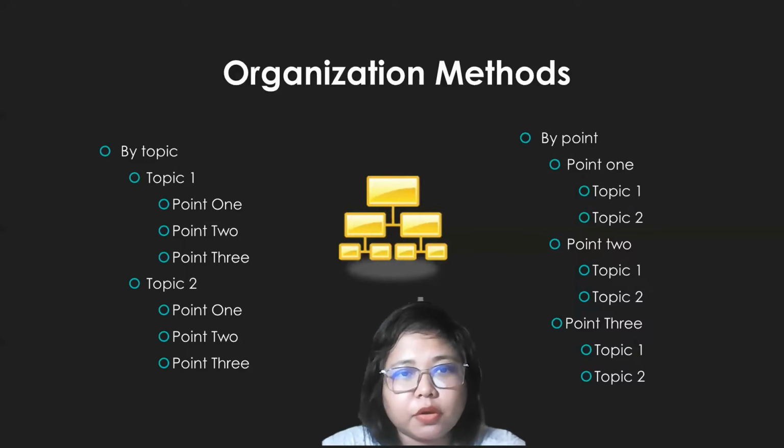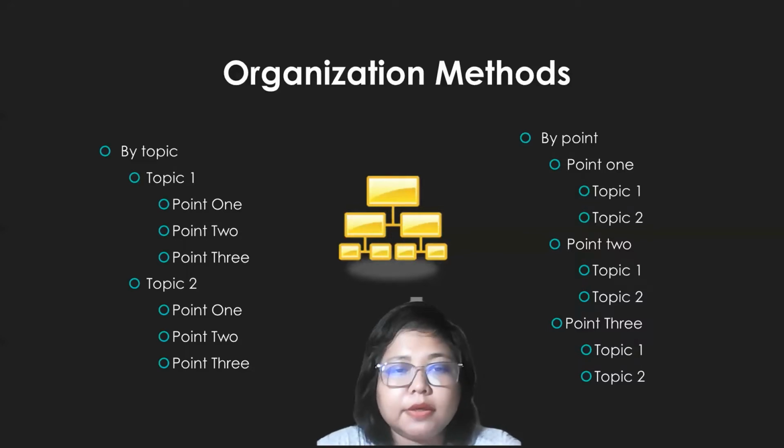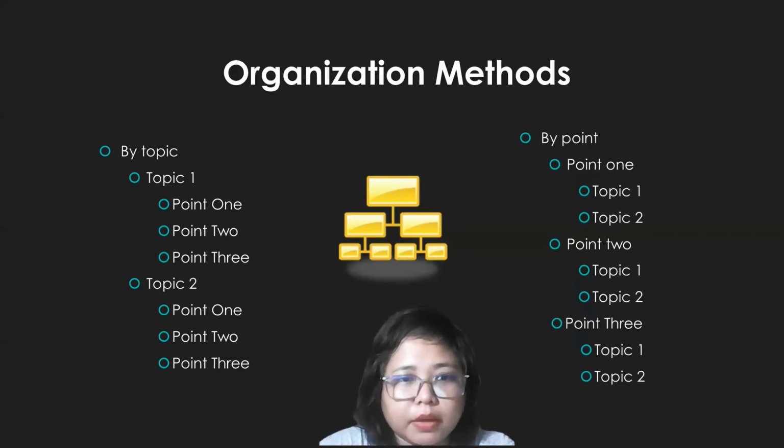Now we will talk about organization methods. After you choose the topic, and then you choose which kind of paragraph you will write, whether a comparison paragraph or a contrast paragraph, you can choose the method of organization, or how you will develop your paragraph. First, you can choose to develop your paragraph by topic. Topic here is the things that you want to compare or contrast.